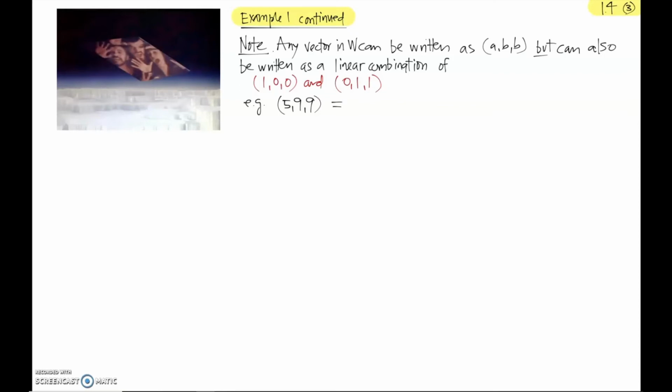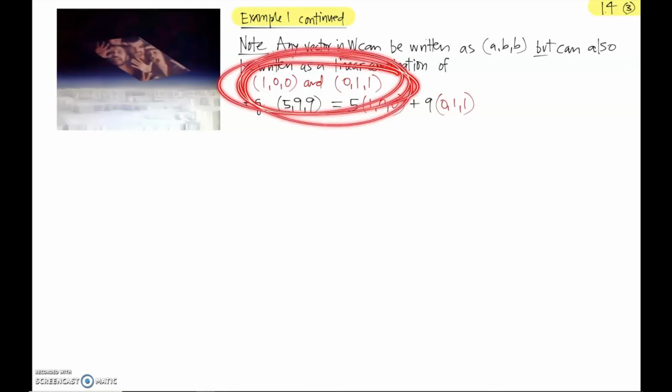This is equal to 5 times (1, 0, 0) plus 9 times (0, 1, 1). So these 2 vectors are important vectors in the world of the subspace W, because from those 2 vectors you could generate any other vector in W, and that's important. So those are 2 sort of critical vectors. They may not be the only ones, and they're not the only ones that could act as generators.